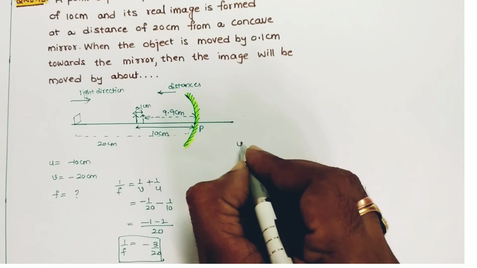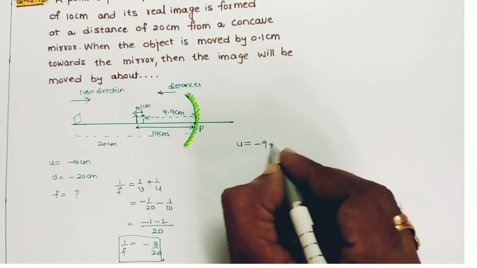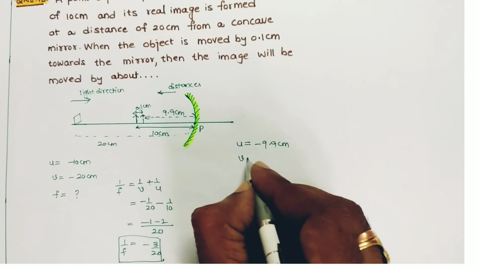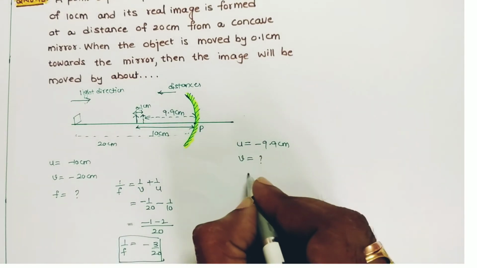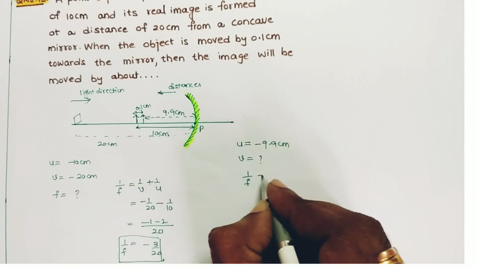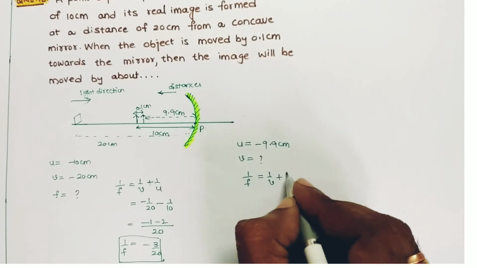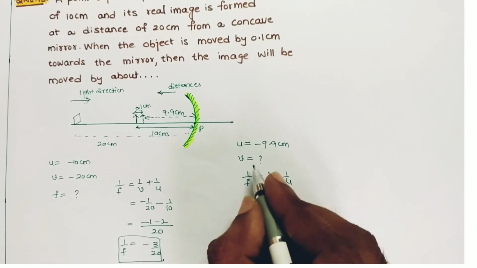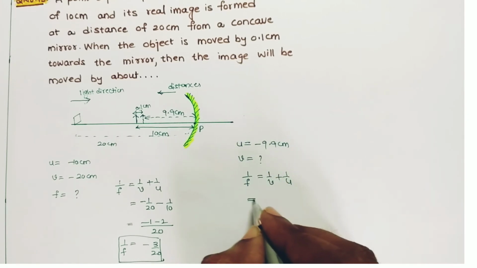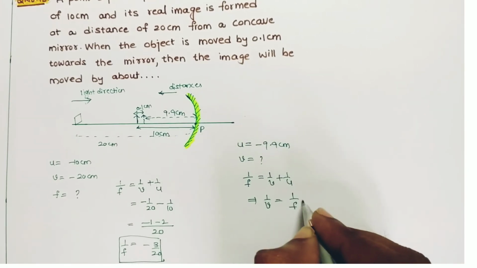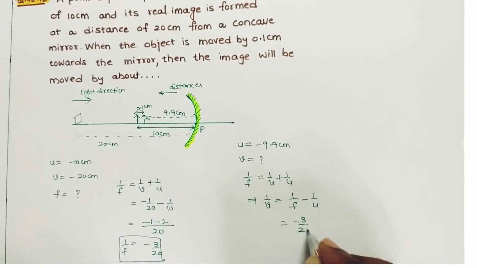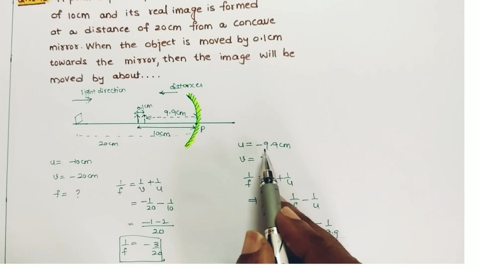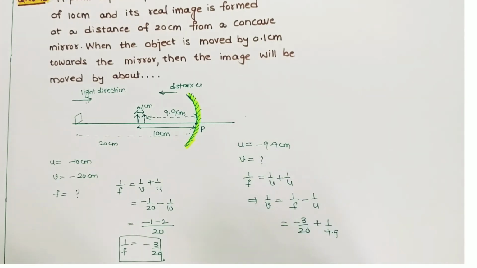In this case, the object distance is equal to minus 9.9 centimeters, and we have to find the image distance, and we already have the value of 1 by f. Using the mirror formula, 1 by f is equal to 1 by v plus 1 by u, we have to find the value of v. So 1 by v is equal to 1 by f minus 1 by u, which is minus 3 by 20 minus 1 by u, means 1 by 9.9, and since 9.9 has a minus sign, this becomes positive.